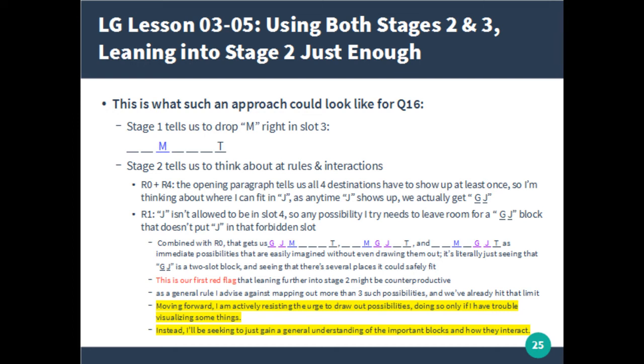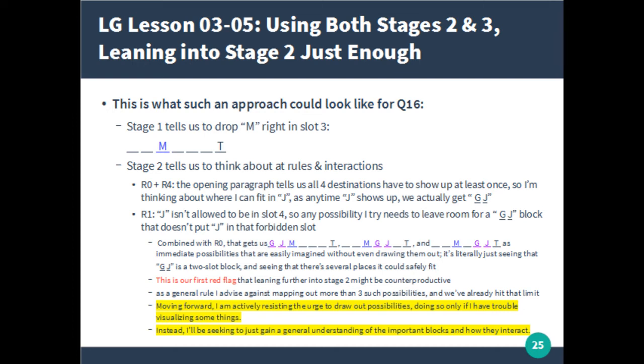As a general rule when I'm teaching students, I advise against mapping out more than 3 possibilities. And we've already hit that limit with this very simple GJ block that we're trying to move around. So moving forward, I am actively resisting the urge to draw possibilities. I'm already naturally doing that because I'm always wary of situations like this where too much stage 2 work is a trap. So that's me personally.